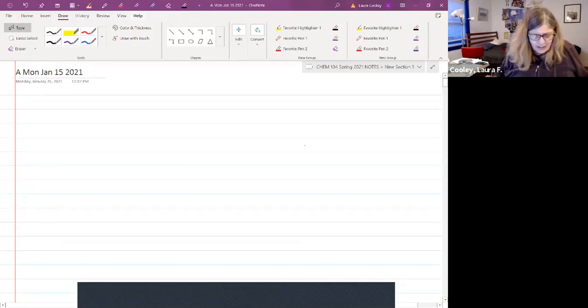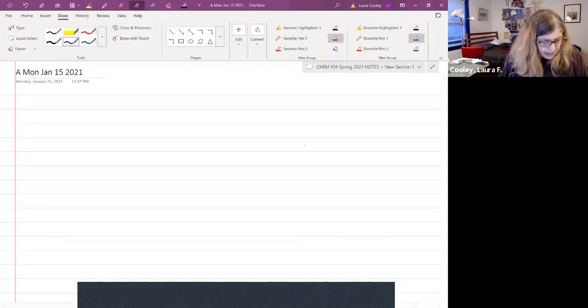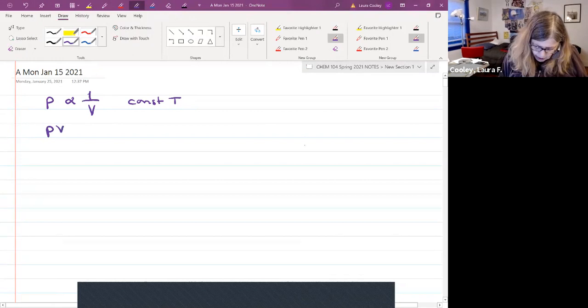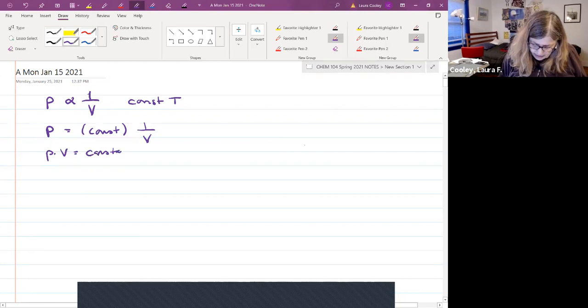Hi, folks. I'm just going to quickly go through what I went through earlier. Last time we talked about Boyle's law, which is the pressure being proportional to 1 over the volume. So the pressure is a constant times 1 over volume. This is at constant temperature, so P is equal to a constant times 1 over V, or P times V is constant, or P1 V1 is P2 V2.